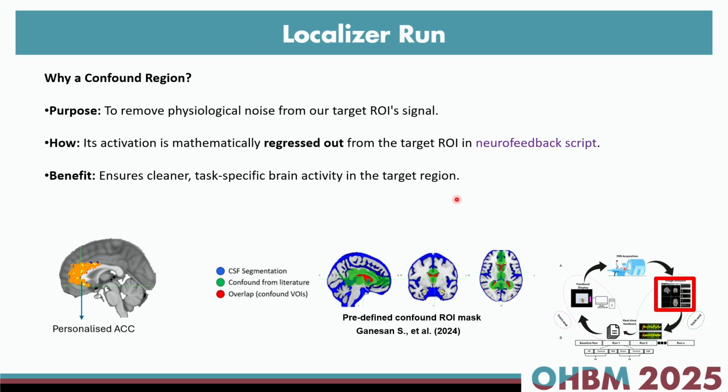So this was about the confound region. We want to remove physiological noise, and we need to regress it out at some stage to have pure data of that target region.